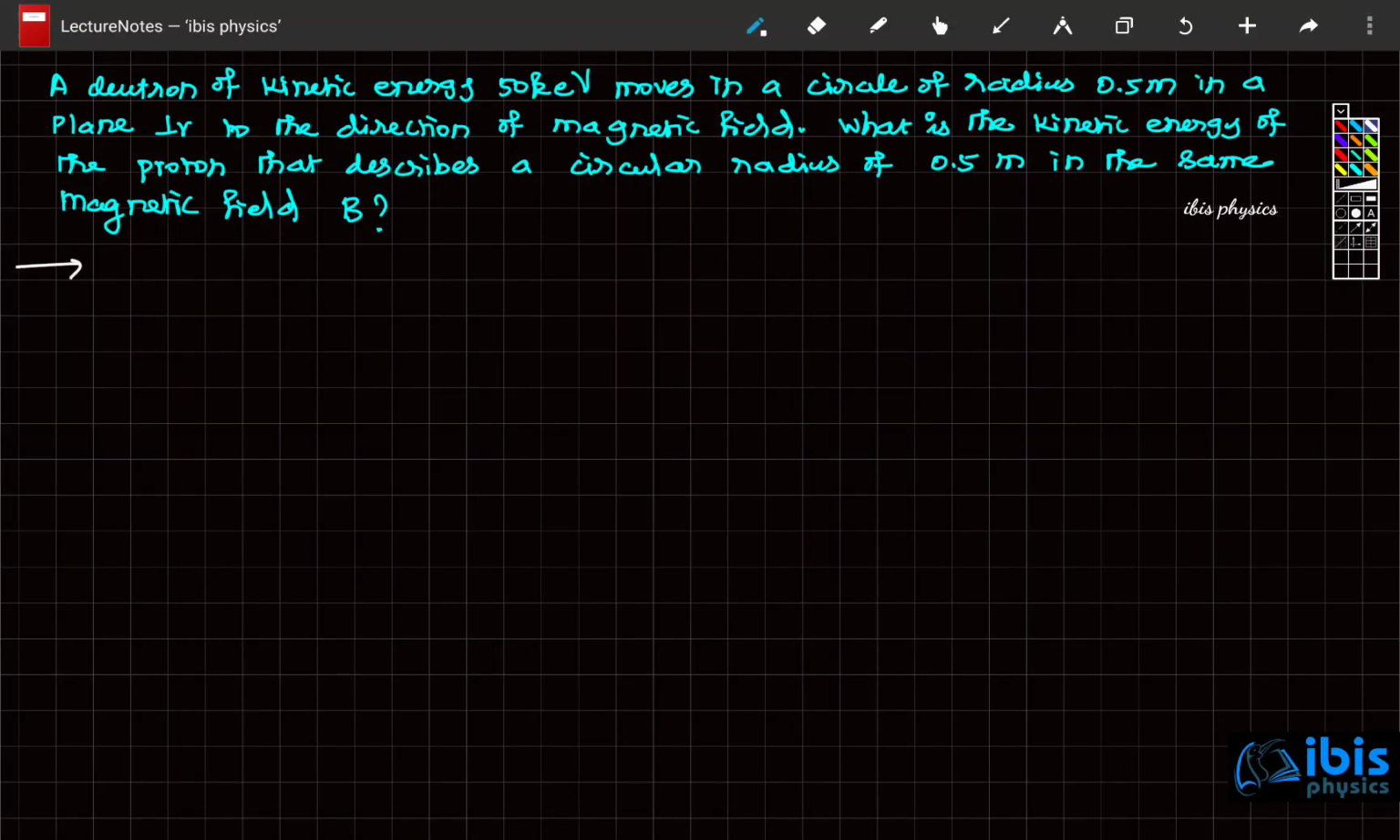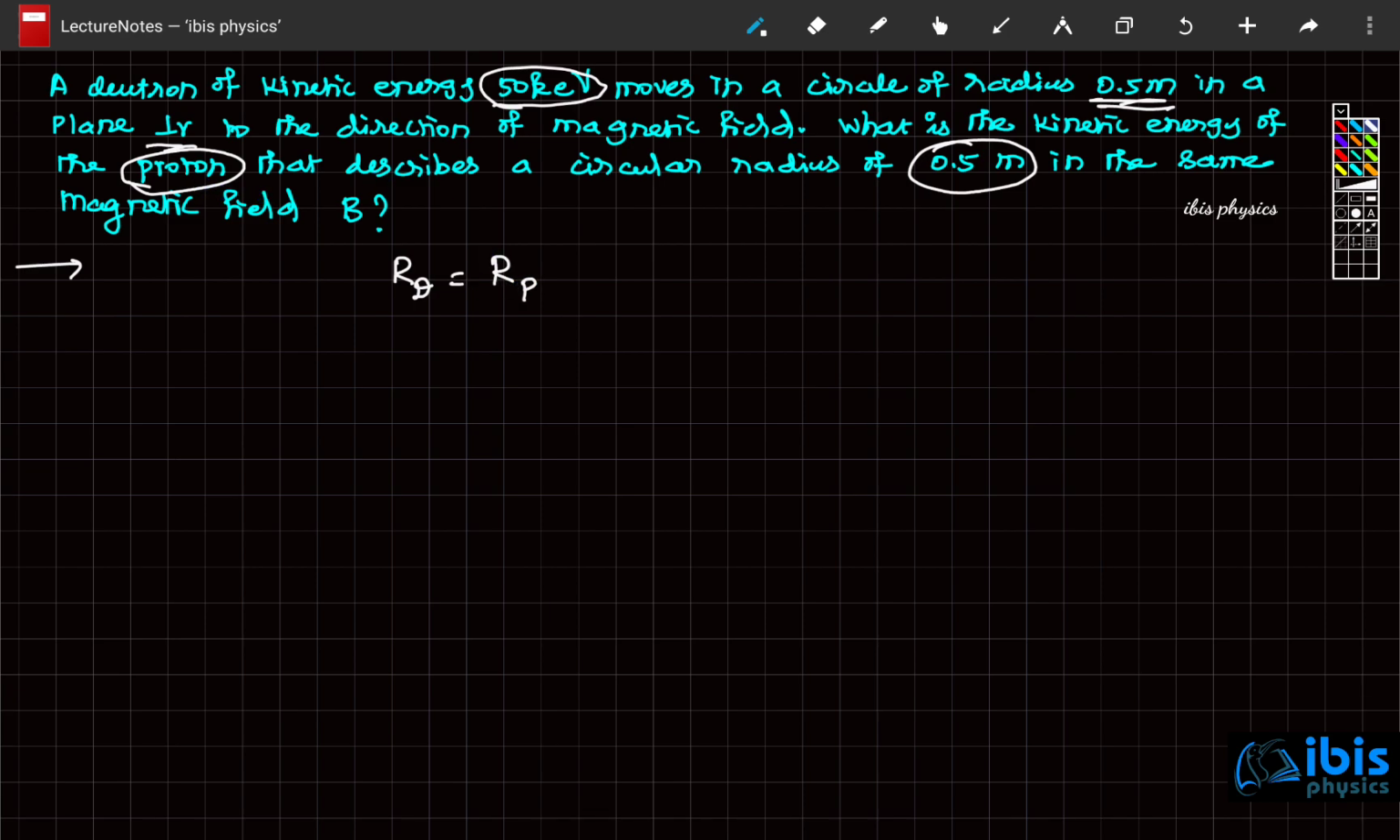So, as a similar problem, we have a deuteron of kinetic energy 50 kilo electron volt that moves in a circle of radius 0.5 meter in a plane perpendicular to the direction of the magnetic field. What is the kinetic energy of a proton that describes a radius of 0.5 meter in the same magnetic field? That means the radius of the deuteron is equal to the radius of the proton.